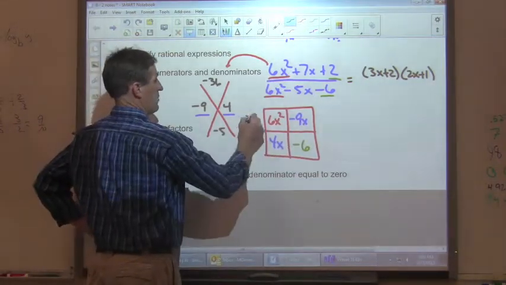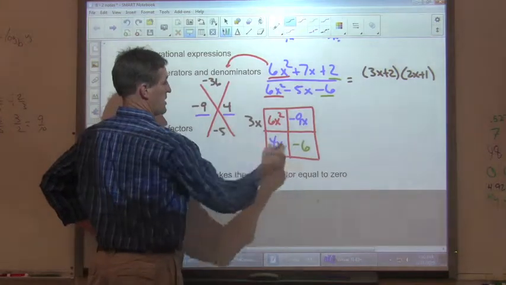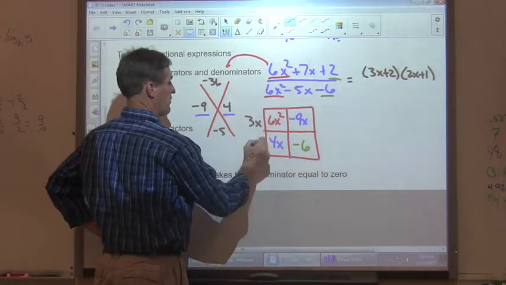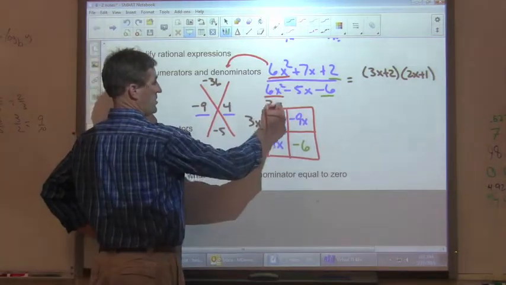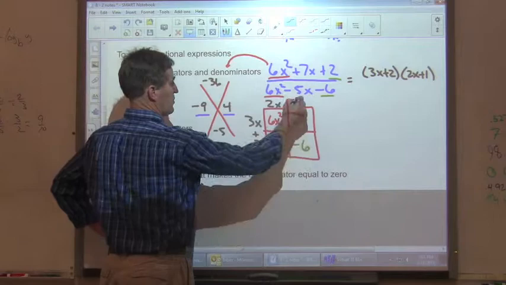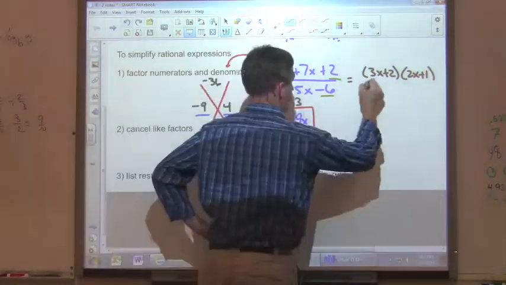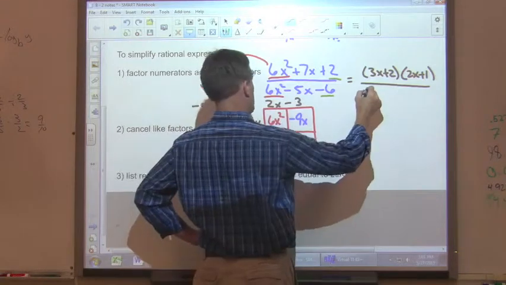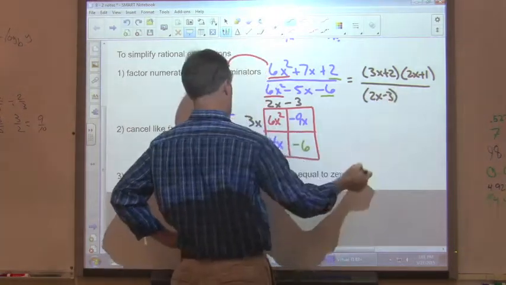This way it would be 3x, my first box is positive. 4 and 6 would be 2, my first box is positive, so plus. 6 and 4, 2, and I have an x in both. And 9 and 6 would be 3, but my first box is negative, so it's negative. And so this factors into 2x minus 3 and 3x plus 2.